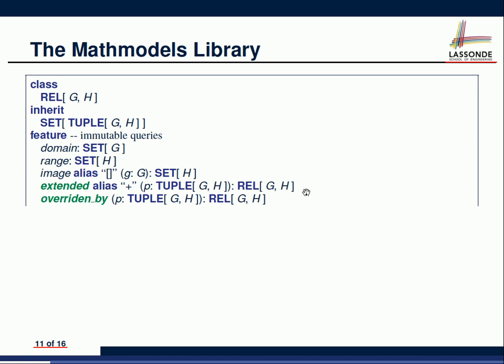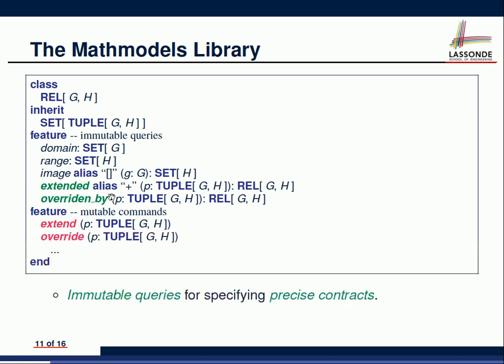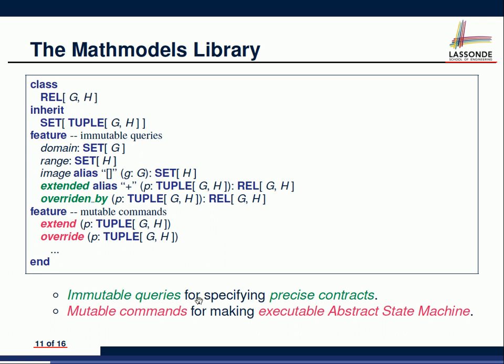And for every query, you also have a mutable command, which does not return another relation. That's more like a Java standard method for adding something into a list or appending something to a string. Okay, so the green ones are immutable queries for you to write precise contracts. And the red ones over here are for you to implement your abstract state machines, and you can test them. And later on, you can refine your relation, for example, into a hash table or a binary search tree.